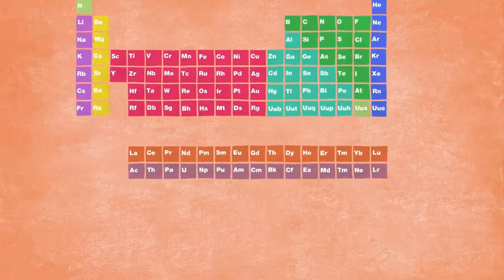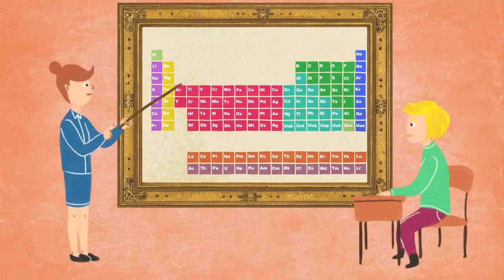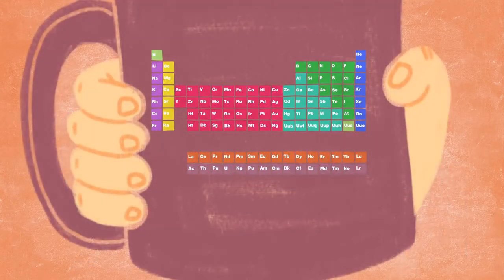So the next time you stare at a periodic table, whether it's on the wall of a university classroom or on a $5 coffee mug, Dmitri Mendeleev, the architect of the periodic table, will be staring back.